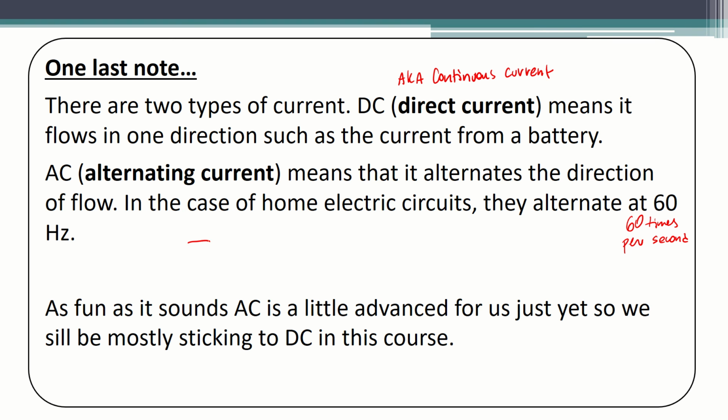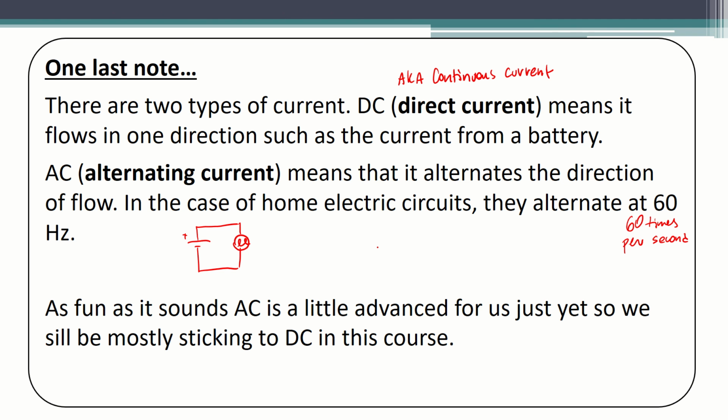For example, here's your basic DC circuit. You have your plus and you have your light bulb here. So the current goes in one direction only. In this case, if this side is plus, it will go clockwise, right?